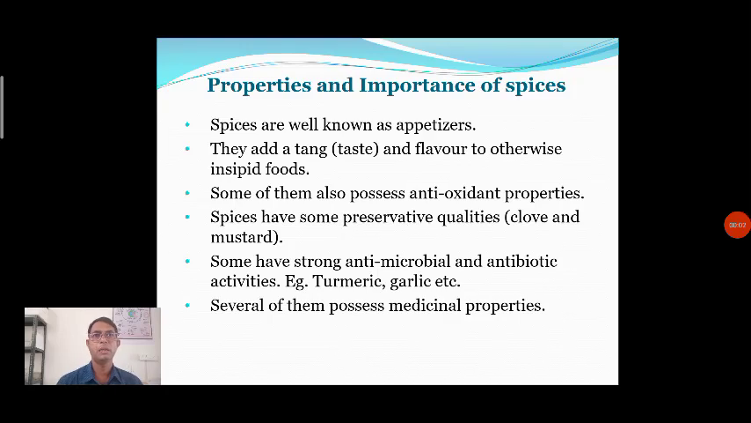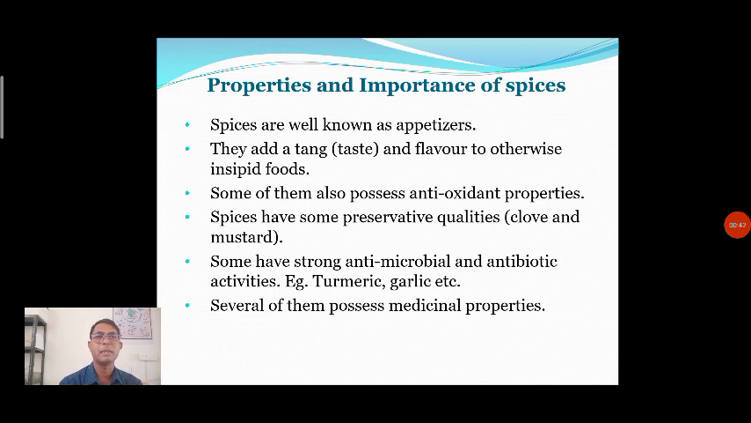So students, in the last lecture we went through some properties. We are going to continue that particular point, that is, the properties and importance of spices. We got an idea that spices are produced in large quantity in India, and we can say that India has a majority of the global market. In this way we can say spices have different types of properties.